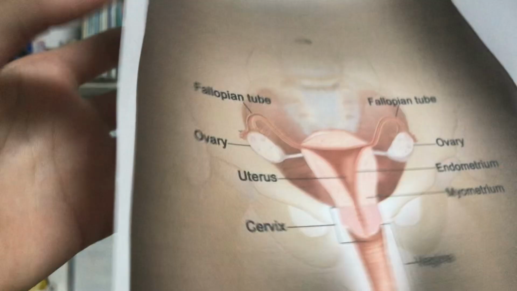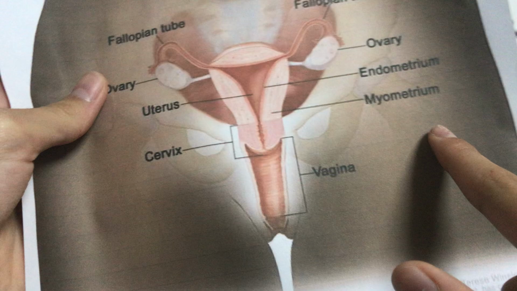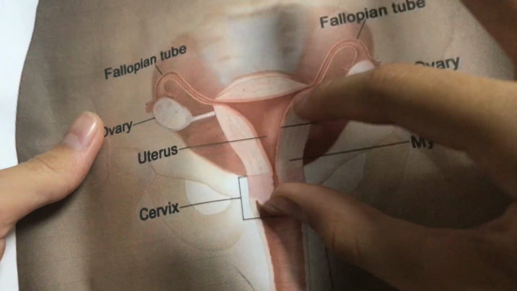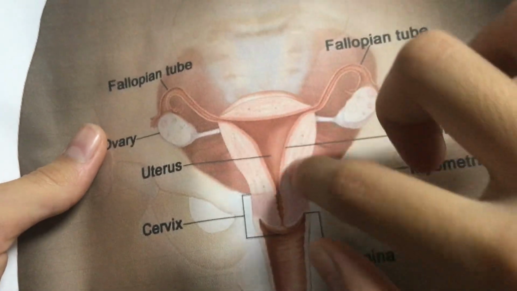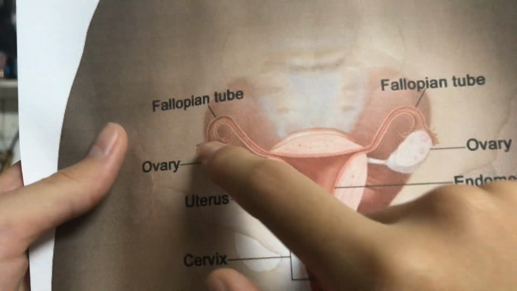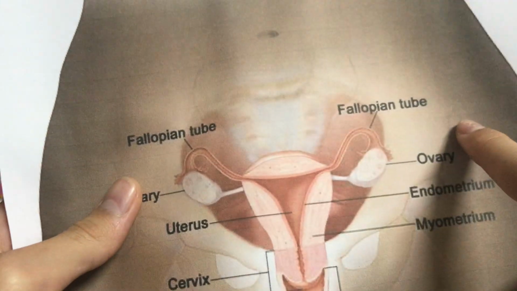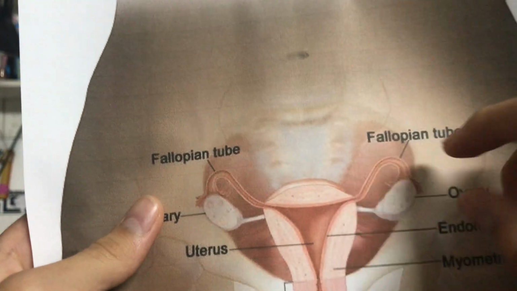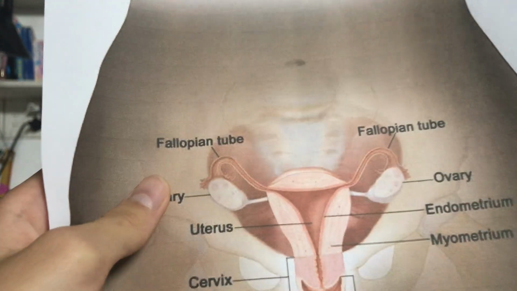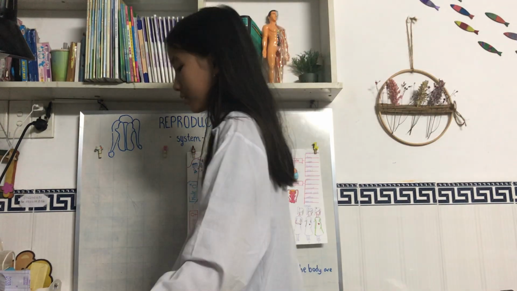As you can see, it clearly points out where the vagina is, the cervix, the myometrium, which is the thick part here, and then there's a thin layer wall called the endometrium. We also have the ovaries, which are these two little circles and ovals here. We also have the fallopian tube. Here is where the sperm and the egg unite together to make a baby. And those are the parts of the female reproductive system.